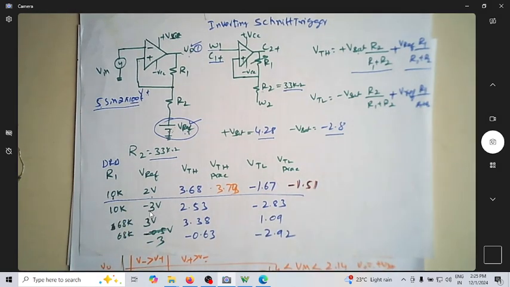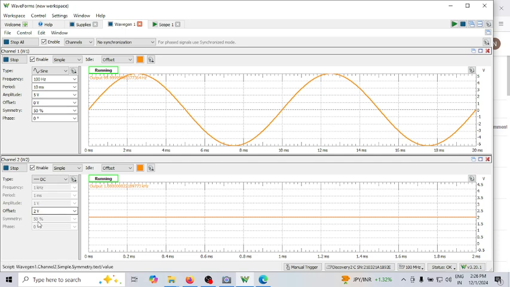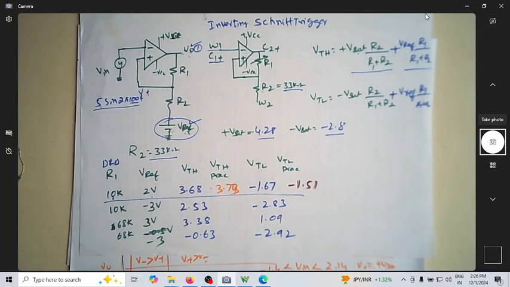So let me adjust the reference voltage to minus 3 volt and see what happens. You can see now, this is VTL, this is VTH. VTH is coming out to be almost 3.6 or 3.7, and VTL is around minus 1.5. So let me adjust the offset. My reference voltage is now minus 3, as per one of the values that I've calculated.